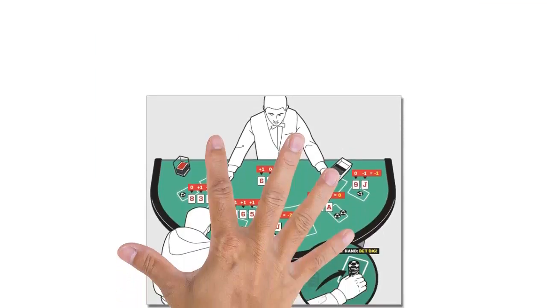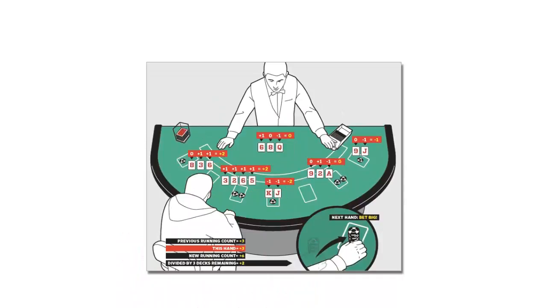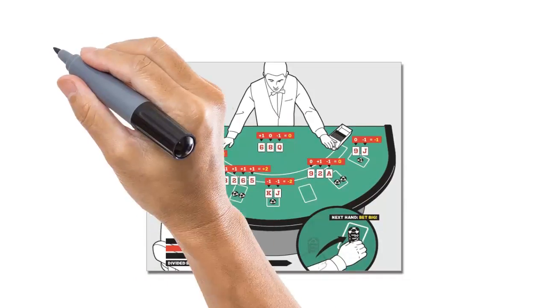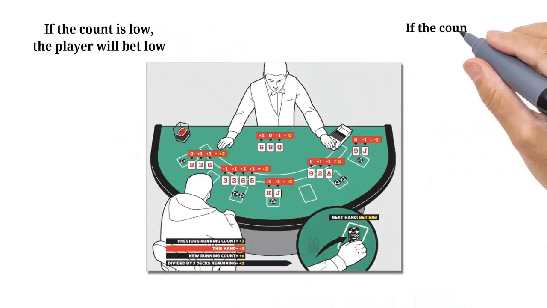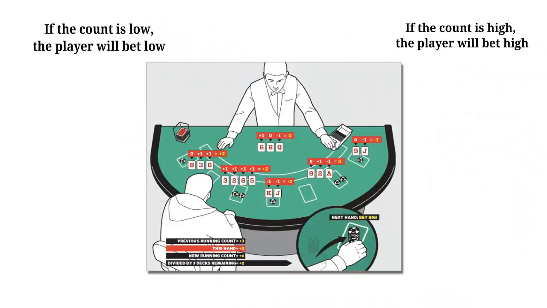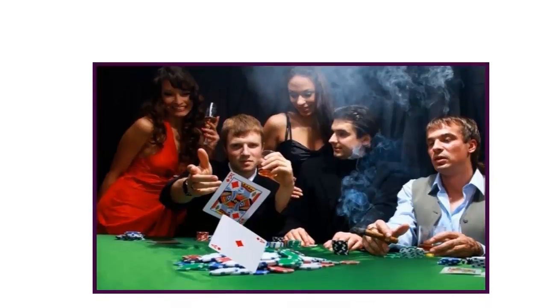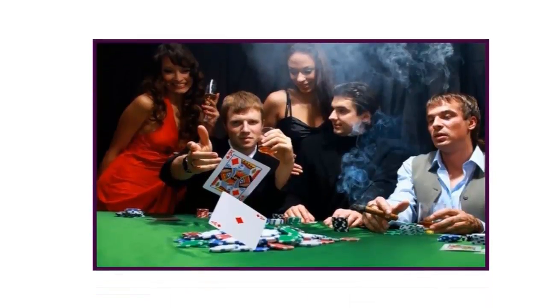Card counting does not help a player to win more hands. It simply means that he or she can alter the size of his or her bet depending on the count. If the count is low, the player will bet low. If the count is high, the player will bet high. In the long run, this should result in the player winning more money than he or she loses.